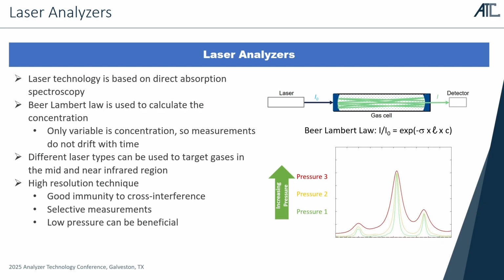We can use different laser types to measure gases in the mid and near infrared regions, and this is a very high resolution technique. So this gives very good immunity to cross interference, gives very selective measurements, and it can be beneficial to work at low pressure. I've shown in the chart on the right-hand side some spectra taken at different pressure, and you can see at lower pressure they sharpen up, and that can be advantageous in some applications.